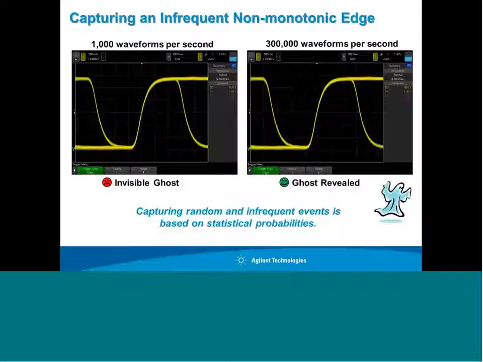So here we show an example, the one I showed earlier, of the non-monotonic edge, a very infrequent signal that sometimes has a slow rising edge. On the left, we've set up the scope, intentionally slowing its update rate down to 1,000 waveforms per second, versus the scope on the right, which is updating at 300,000 waveforms per second. The scope on the left totally misses it and does not show you that you have a signal problem. The scope on the right does show you that you have a signal problem.